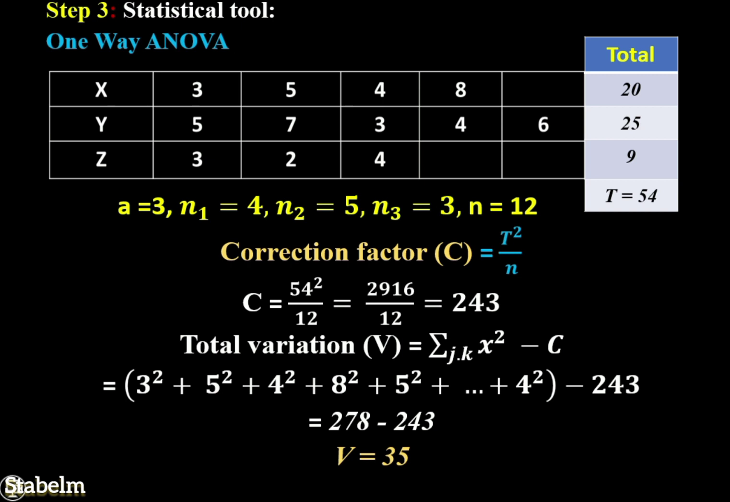We need to calculate the variation between the treatments. The formula for that is given as variation between treatment, V subscript B, equals summation xj dot square divided by nj, minus C. So this is the formula we're going to use here. And what does this x j dot squared stand for? You can see the other time we calculated group totals. So now each group total here is divided by the number of observations that make up the total. That is what this one stands for.